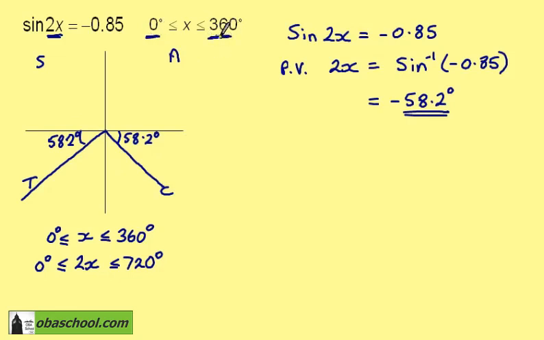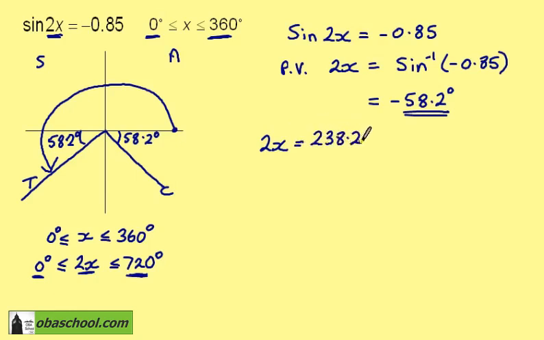We're looking for solutions between 0 and 360, which means for 2x between 0 and 720. So starting at 0, we need to go twice around. The first solution we meet is here, so we get 2x = 180 + 58.2, which is 238.2 degrees. The next solution is here, 58.2 before we get to 360. So 360 take away 58.2, 301.8 degrees.